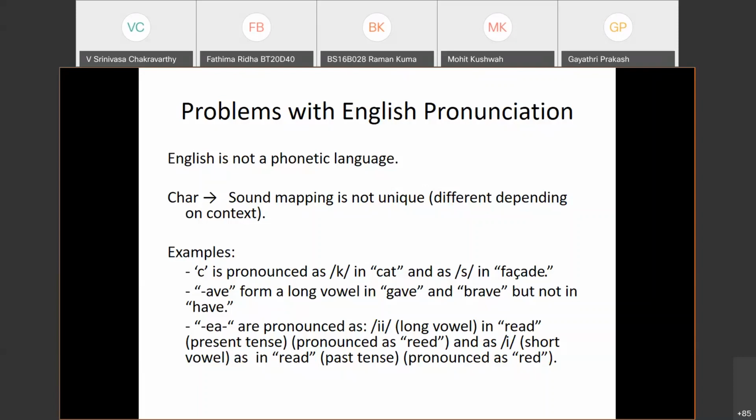Whereas in other Indian languages, it is not even there. Even that little context dependency is not there, or is very little.